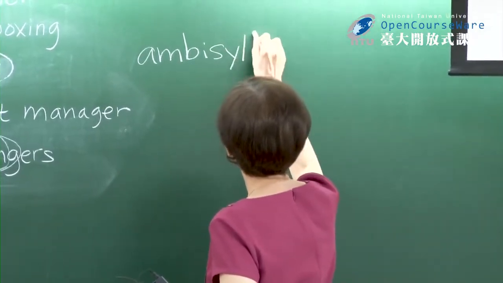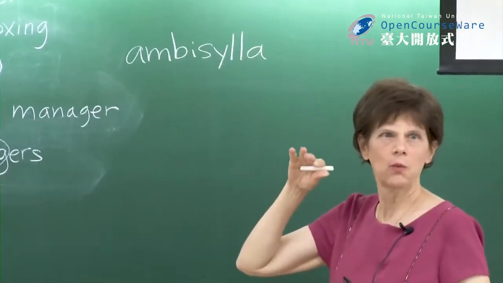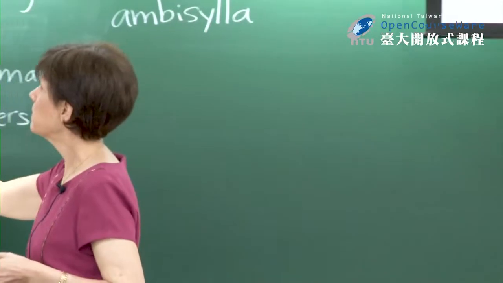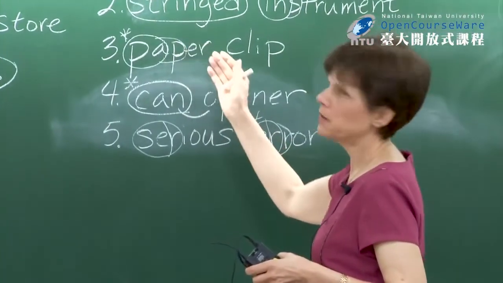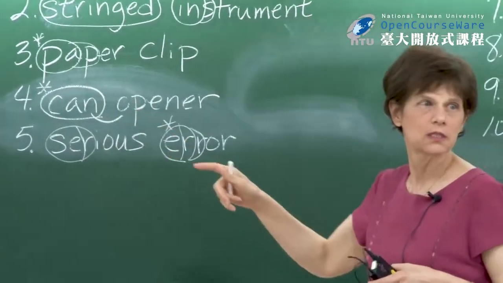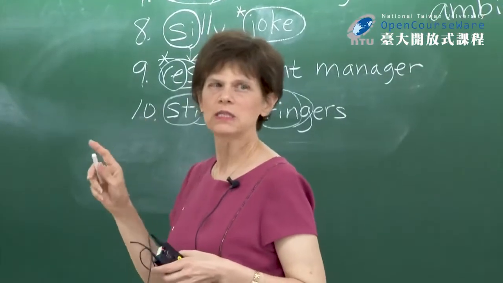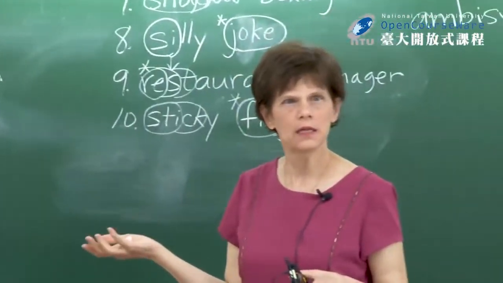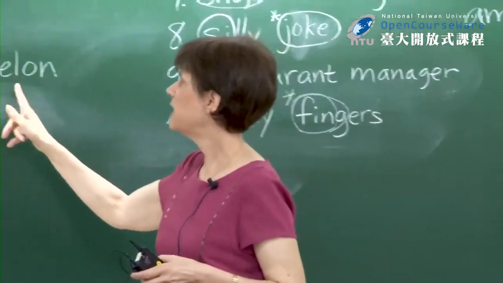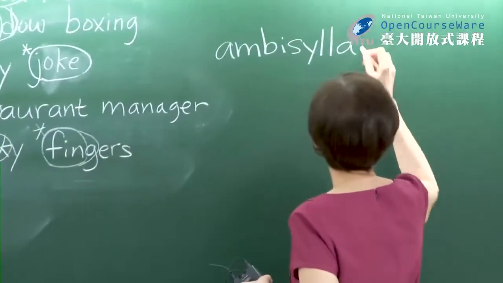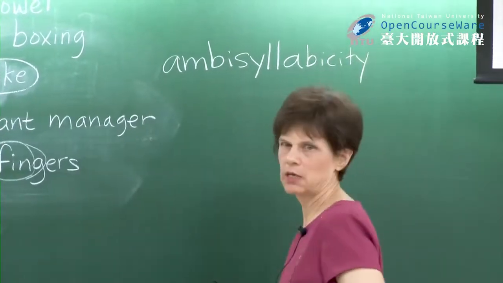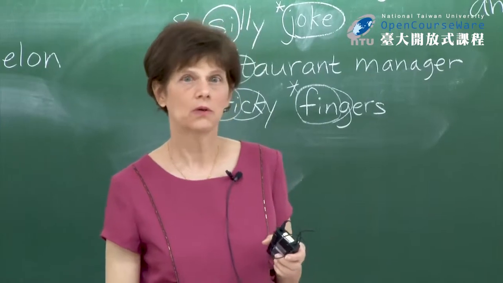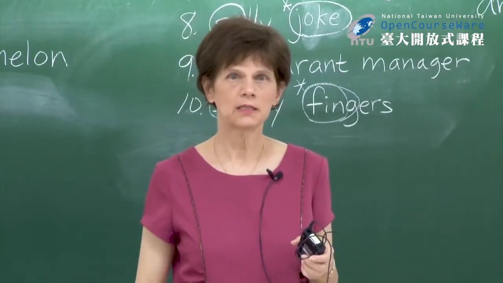Ambisyllabicity means that the sound at the end of this syllable also belongs to the beginning of the next syllable. That's ambisyllabicity. So for like, paper, this P belongs here, and can also be said to belong here. With P, it's not so convincing, but with sounds like L, melon, it feels like it has two L's. So we say we have ambisyllabicity here of that sound. It's a sound at the end of a syllable that also belongs to the beginning of the next syllable. Okay, does that make sense? Any other questions? Yeah.